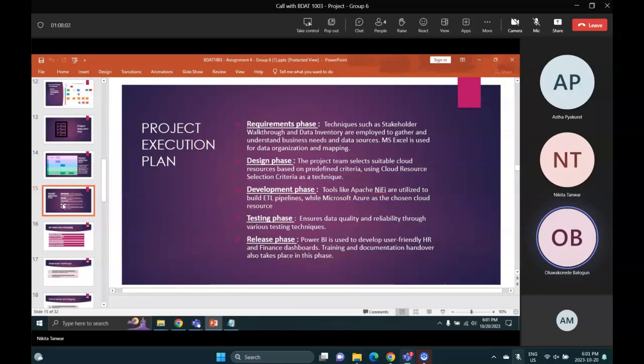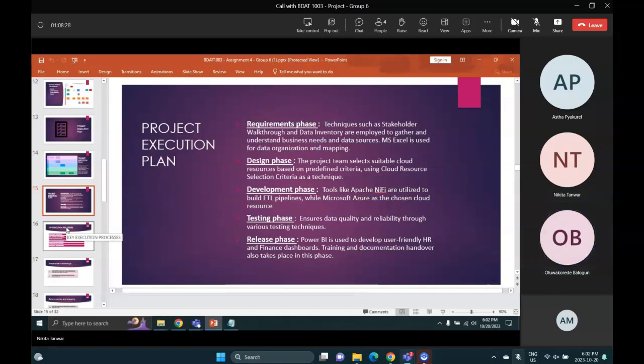For the development phase, we're going to make use of tools like Apache NiFi to build ETL pipelines, with Microsoft Azure as the chosen cloud resource. For the testing phase, we are trying to ensure the data quality and reliability through various testing techniques. And for the release phase, we're going to visualize the data with a visualization tool, which is Power BI.